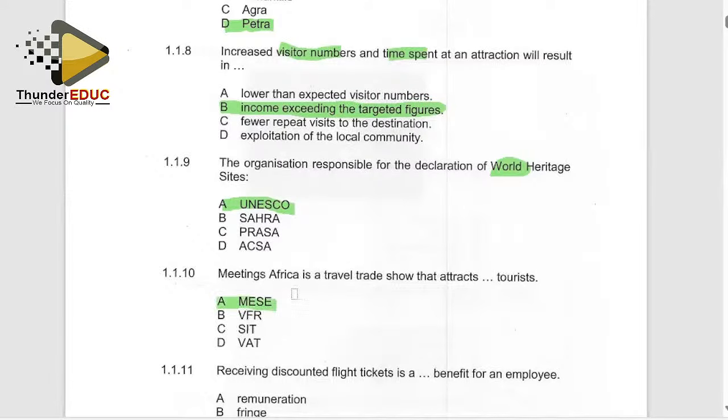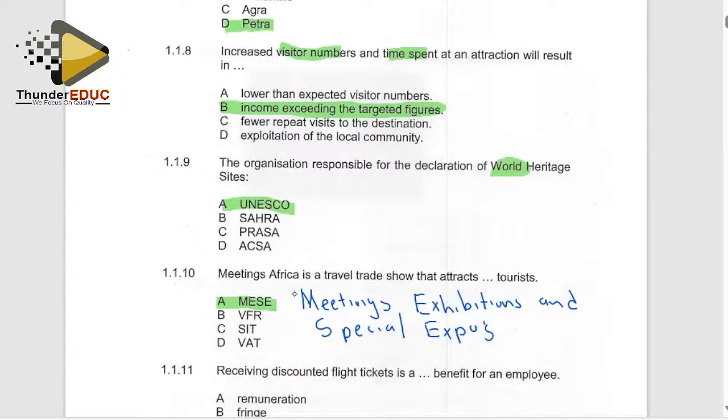So for the benefit of you guys who might not be familiar with this particular term, MSE simply stands for meetings, exhibitions, and special events, and special expos. Meetings, exhibitions, and special expos. So this event known as Meetings Africa tries to attract the tourists who are mainly interested in attending meetings, exhibitions, and special expos. So that is known as MSE.